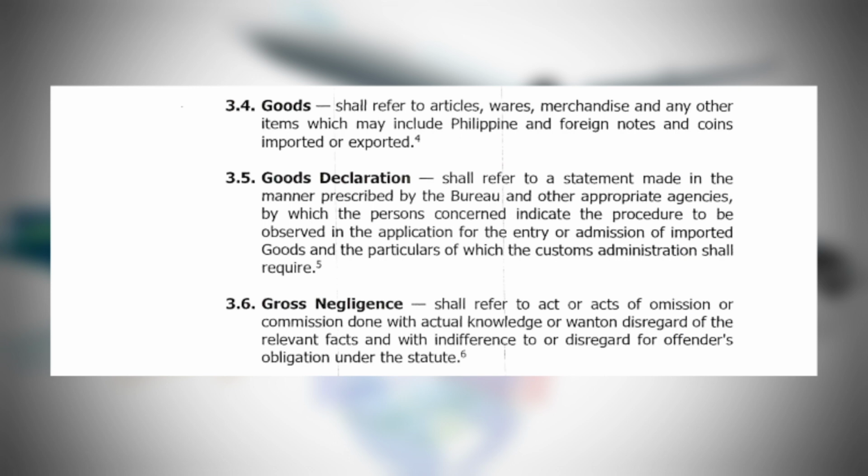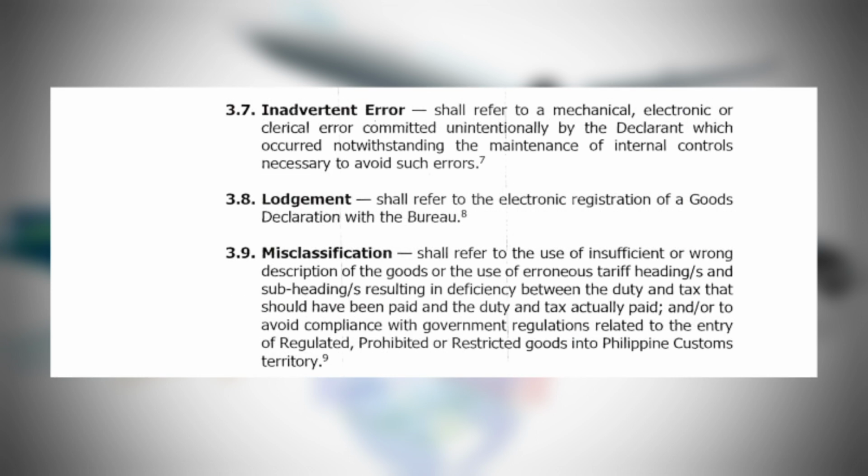3.6 Gross negligence shall refer to act or acts of omission or commission done with actual knowledge or wanton disregard of the relevant facts and with indifference to or disregard for offender's obligation under the statute. 3.7 Inadvertent error shall refer to a mechanical, electronic or clerical error committed unintentionally by the declarant which occurred notwithstanding the maintenance of internal controls necessary to avoid such errors. 3.8 Lodgement shall refer to the electronic registration of a goods declaration with the Bureau.